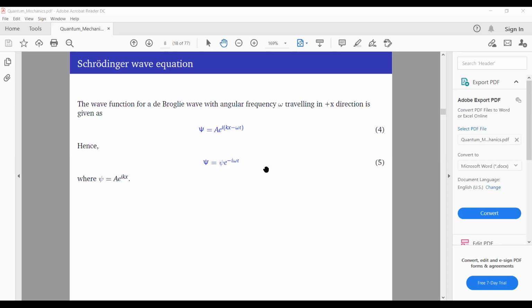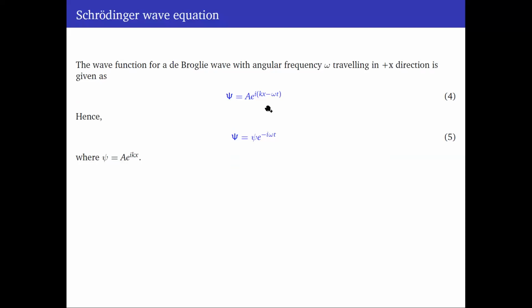Now, moving on, what I'm going to do next is take the product out. It will be A e to the power of i kx into e to the power of minus i omega t. So I'm going to write A e to the power of i kx as another function small psi, and the left over will be e to the power of minus i omega t.